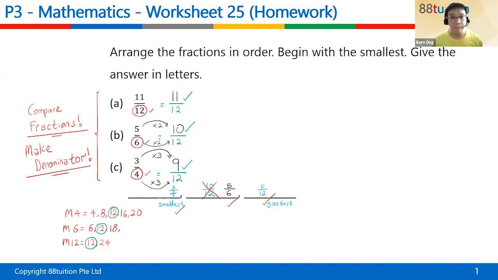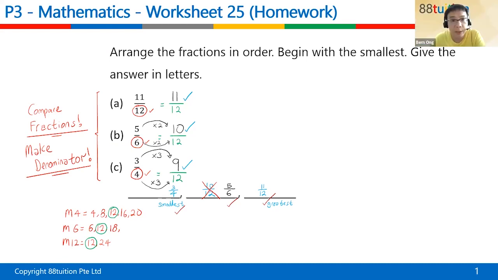Yes, Vanishavi? From 5 over 6 and 3 out of 4, you can cross multiply. Whichever one is smaller, you can cross multiply with 11 out of 12. When you say cross multiply, what do you mean? That means if you do 6 times 3, which is equal to 18, and 4 times 5 is 20. So 18 is smaller. Then 3 out of 4 and 11 out of 12 should also be cross multiplied.